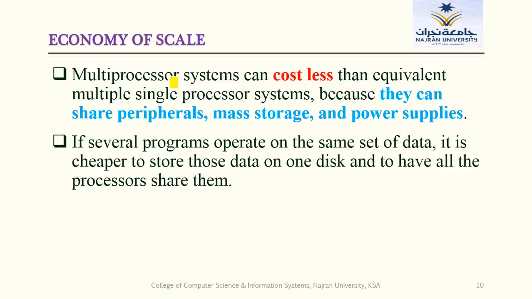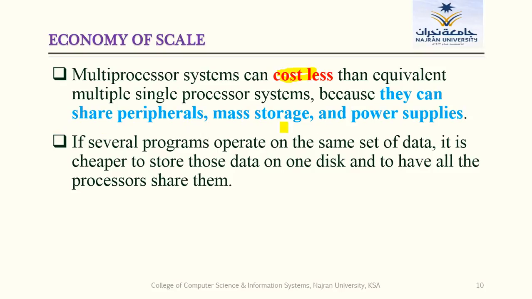So the second one is economy of scale. It's for sure that a multiprocessor system can cost less than the equivalent multiple single processor systems. Why is this?